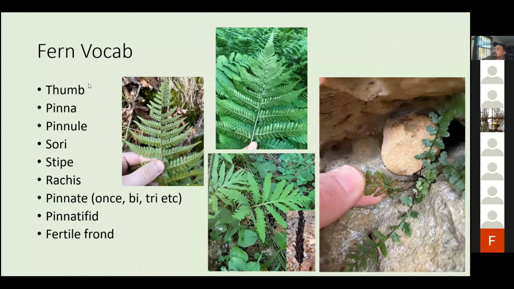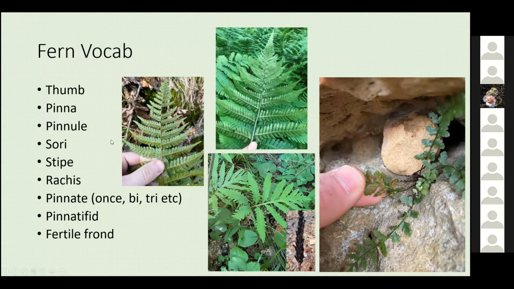Going over some of the fern vocab, one of the first things you'll notice is the thumb. Thumb is in a lot of these photos, pops up all the time. But the pinna is this part here. This is all one pinna. That is one pinna there, and one there. The smaller sections of a pinna make up the pinnules. So this would be considered one pinnule. There's one pinnule right there. There's one there too.